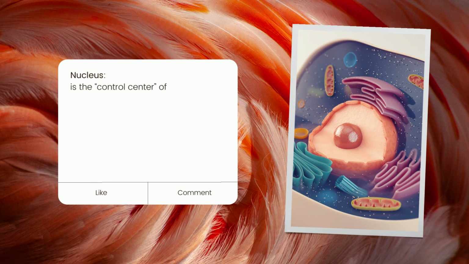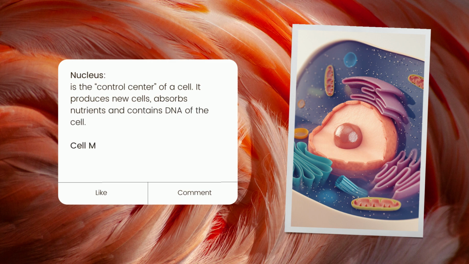The nucleus is the control center of a cell. It produces new cells, absorbs nutrients, and contains DNA of the cell. It's kind of that gobstopper or jawbreaker looking thing. Next, we have the cell membrane. In this image, you can see that it is the outer shell of this animal cell. It controls what passes in and out of the cell.